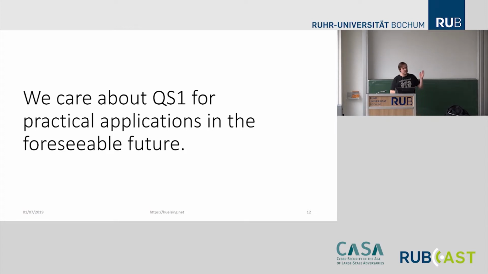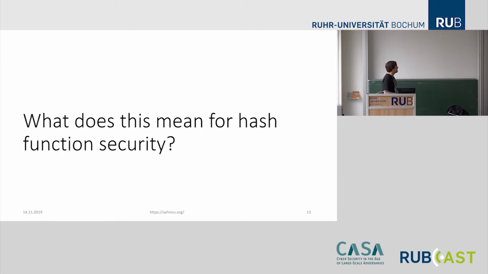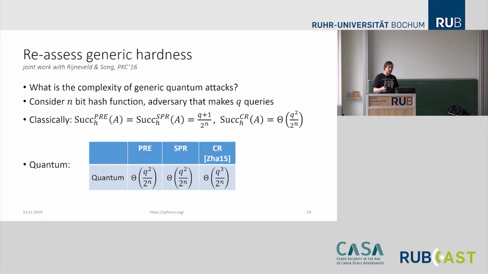So everything else, until users get quantum computers, let's see if this ever happens. I mean, because of the power plant which you would have to build in your garden, it's somewhat unlikely. So what does this mean for hash function security? The first thing is we have to reassess the generic hardness of functions.